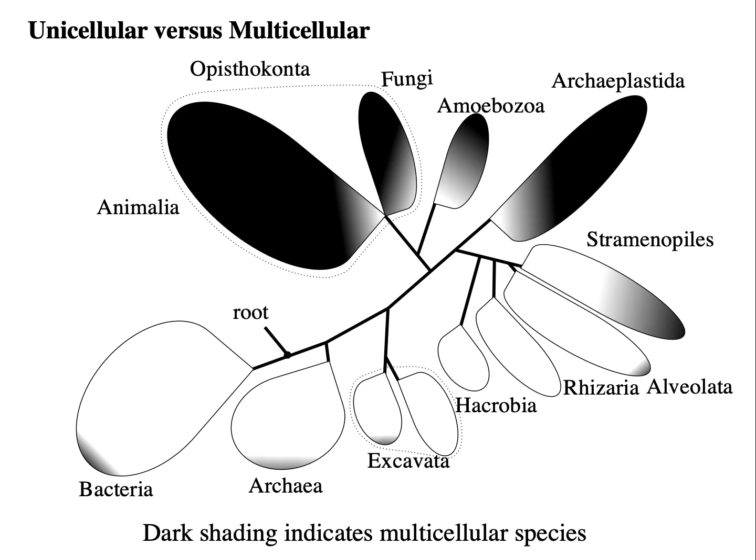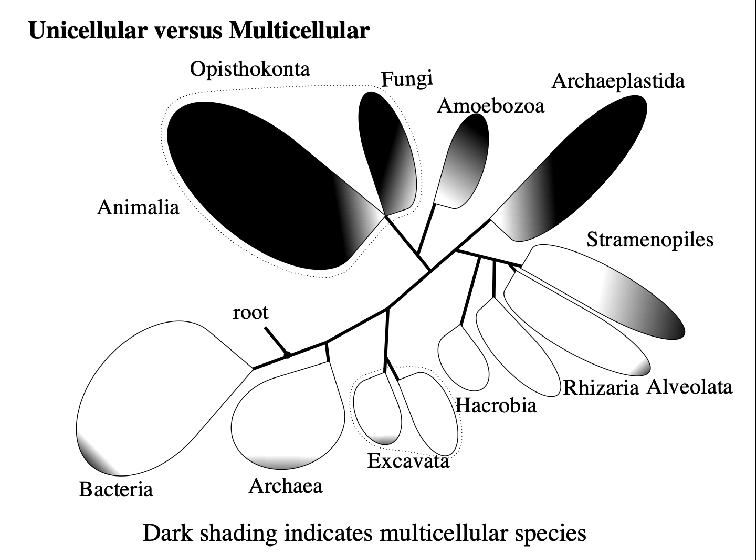Here's a phylogram of all the groups of organisms living on Earth, including the animals here and fungi, which are closely related, connected as what are called the opisthokonts. And then amoeba, Archaeplastida or plants, Stramenopiles, Alveolata, Rhizaria, Excavata, and then there's the Archaea and bacteria.